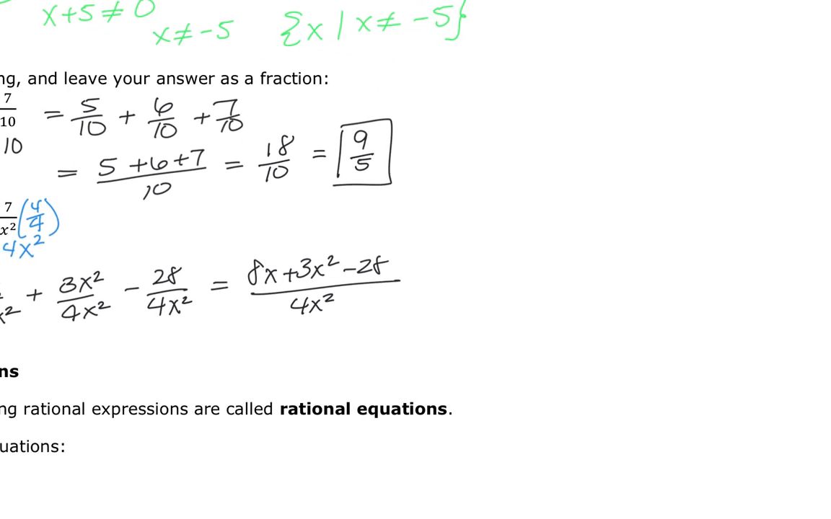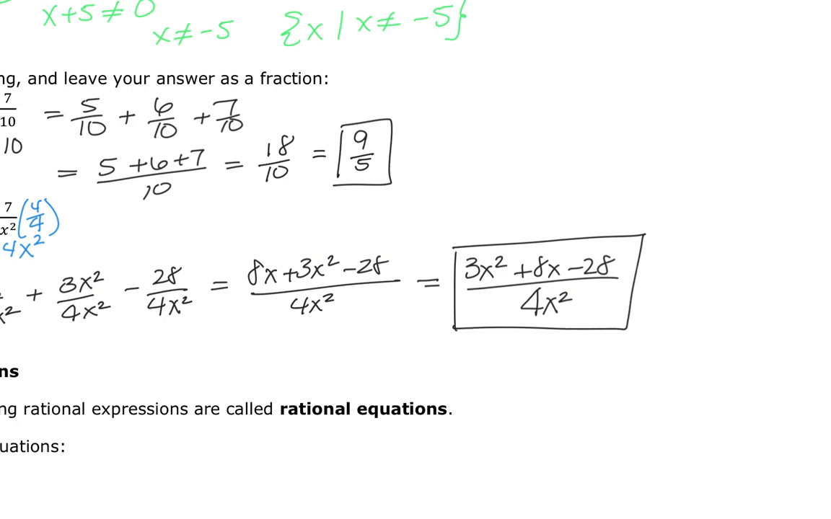Now I can see that I have no common values in the numerator that I could factor out to cancel with the denominator. So the best I'm going to do is just rewrite it in descending order. So I have 3x squared plus 8x minus 28, all over 4x squared, and that is as good as it gets.